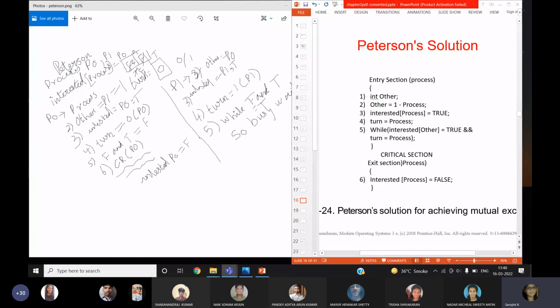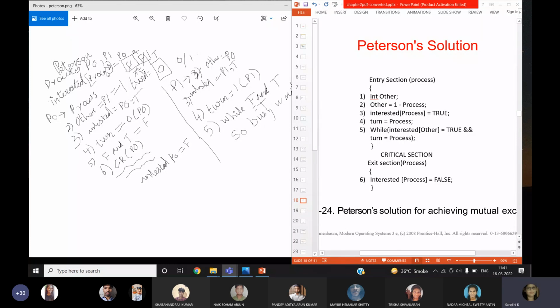Initially, P0 and P1 both will be false. That means both the processes are initially in the non-interested state. That means both are not attempting to execute the code. So we will keep that as the default value for P0 and P1. That means the default value of interested process, whether it is interested 1 or interested 0, is F F. Why F F? F denotes false. That means it is a Boolean variable.